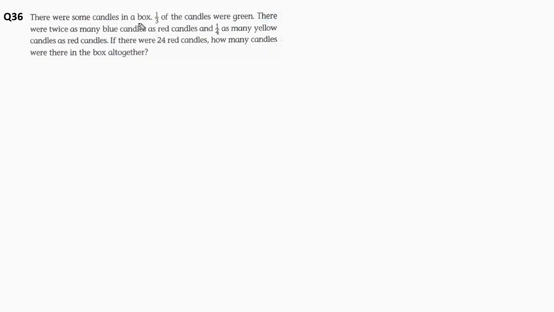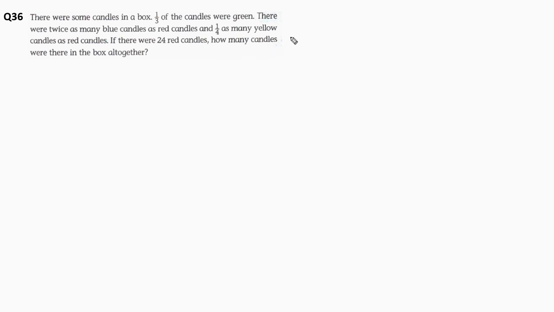Okay, there were some candles in a box. A third of the candles were green. There were twice as many blue candles as red candles and a quarter as many yellow candles as red candles. If there were 24 red candles, we are asked how many candles there were in the box altogether.